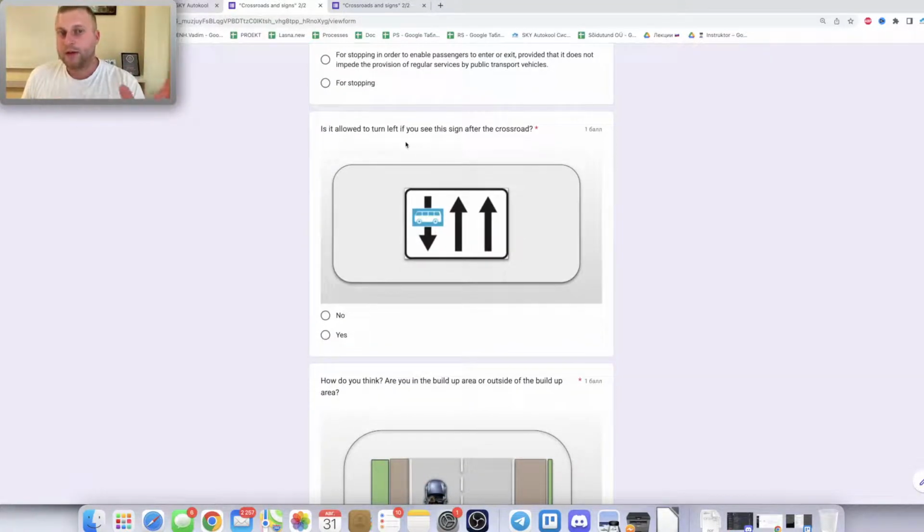It's allowed to turn left if you see the sign after the crossroad. After the sign, after the crossroad, after the intersection. Yes. So can I turn left? Yes. But why yes? Because after the crossroad, this sign is not valid anymore. Yes, that's correct.